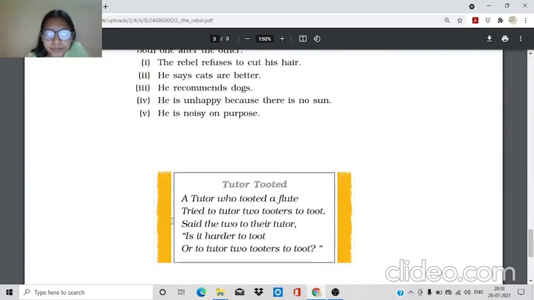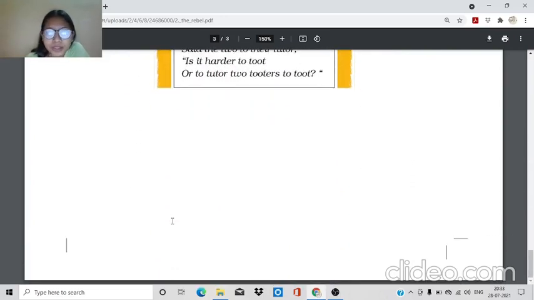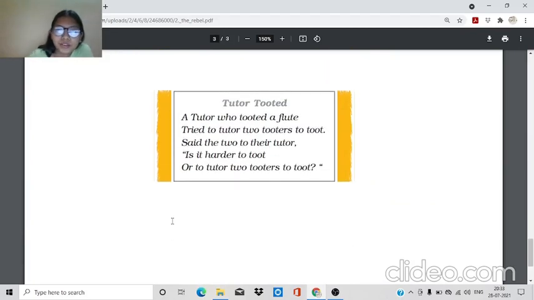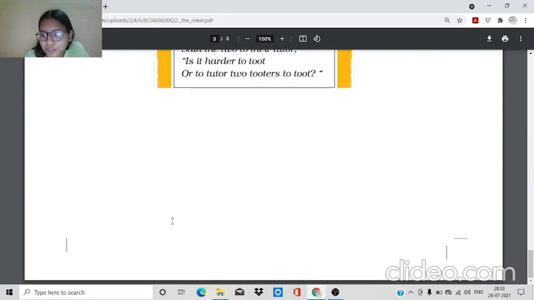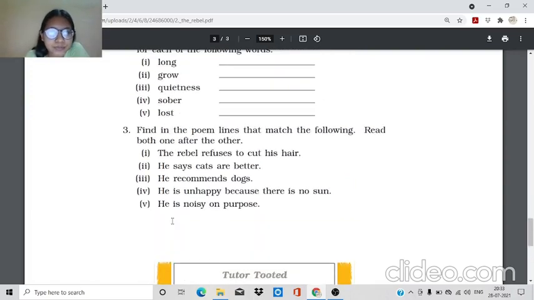Okay, let's check. Okay, there's nothing more. Okay, what is this? There's something here. A tutor who tutored a flute tried to tutor two tutors to tutor, said the two to their tutor. So it is a tongue twister. Okay, is it harder to tutor or the tutor to tutor? Tutors to tutor. So this is a twisted thing. You can enjoy reading it by yourself too.